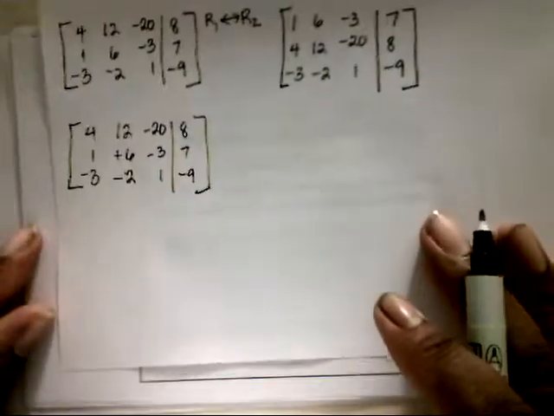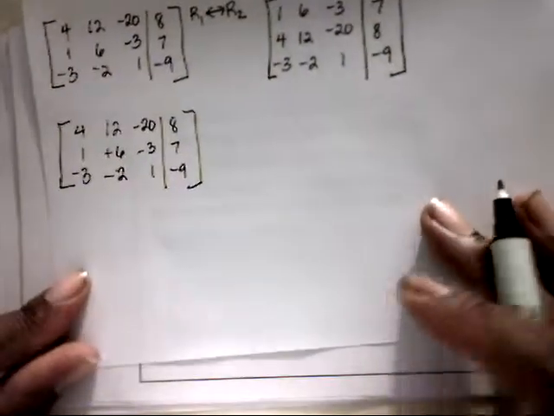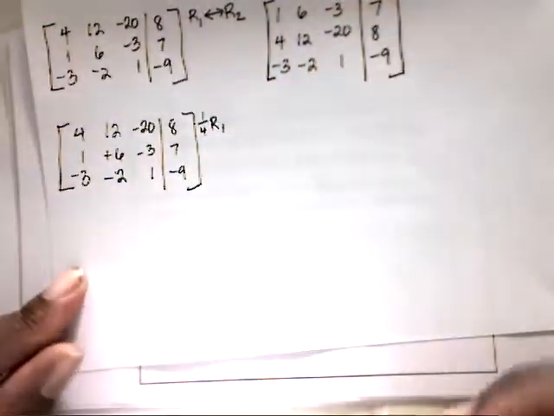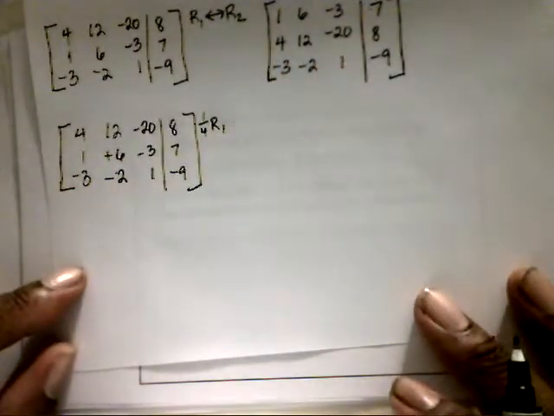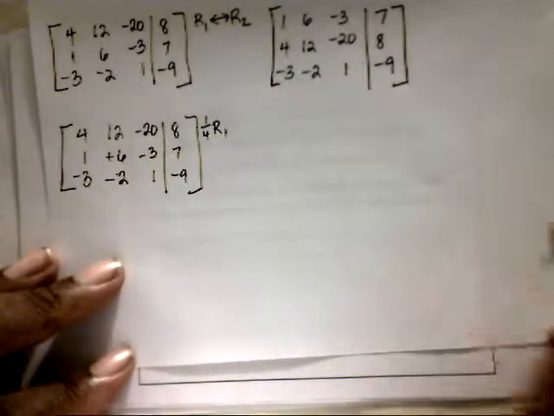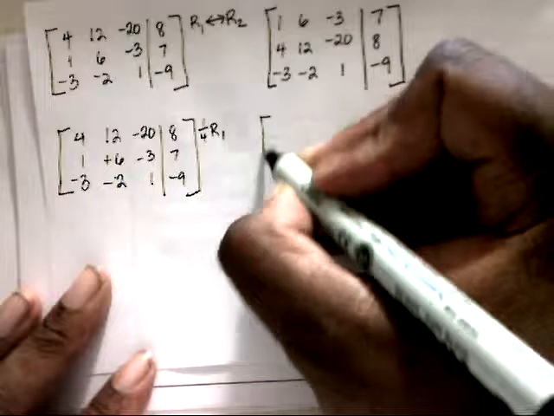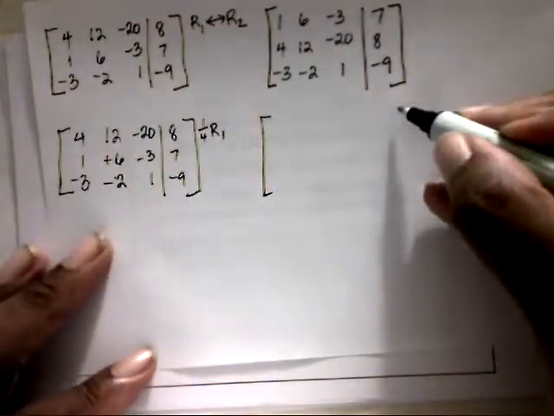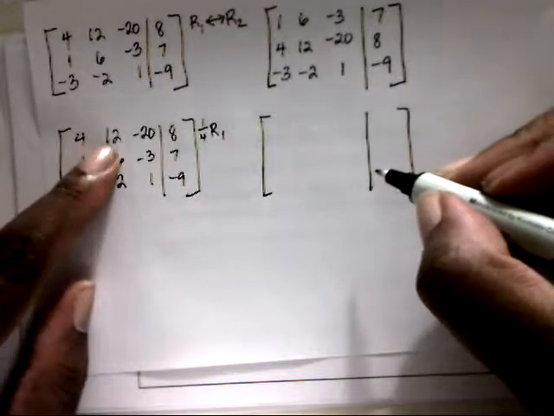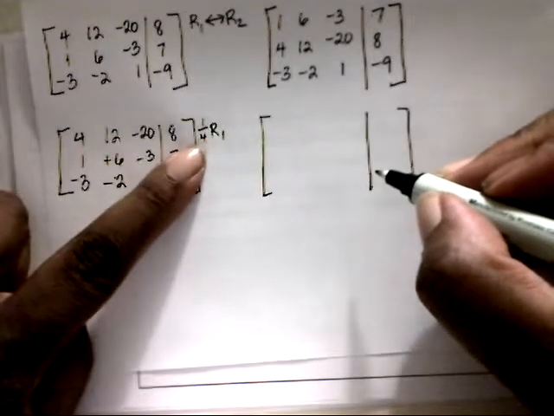Okay, that's the matrix that I started off with. I'm going to take 1/4 of row 1. So this is part B that I'm doing. In this case, my new matrix is going to be this. I'm taking 1/4 of each of these elements in row 1.